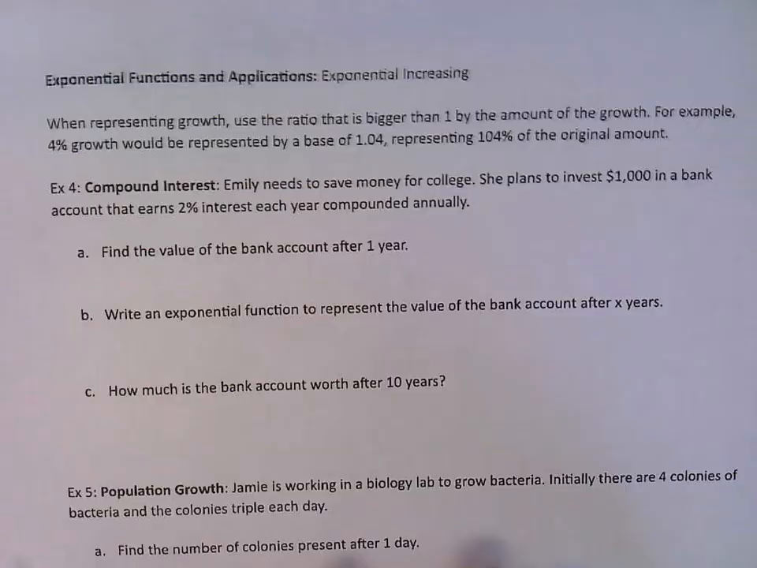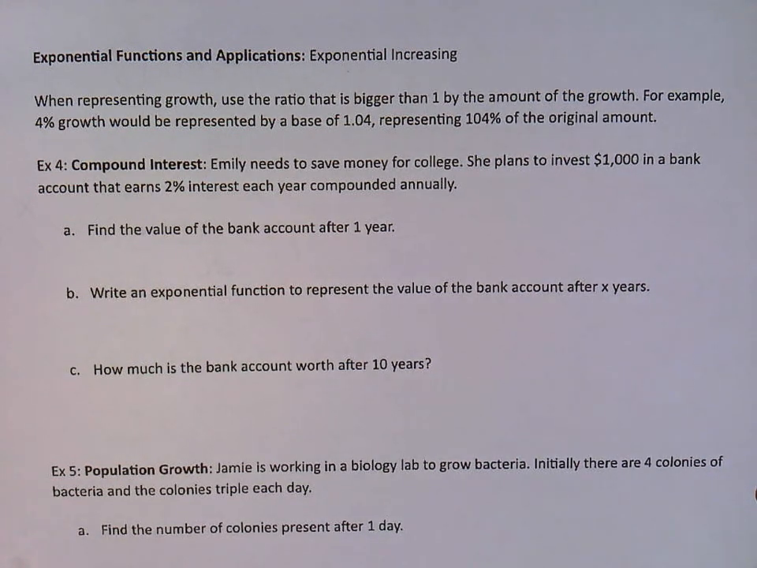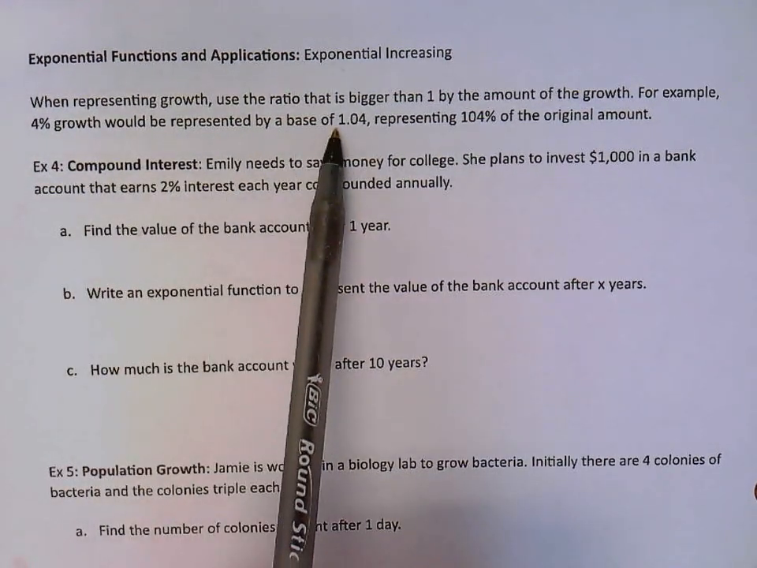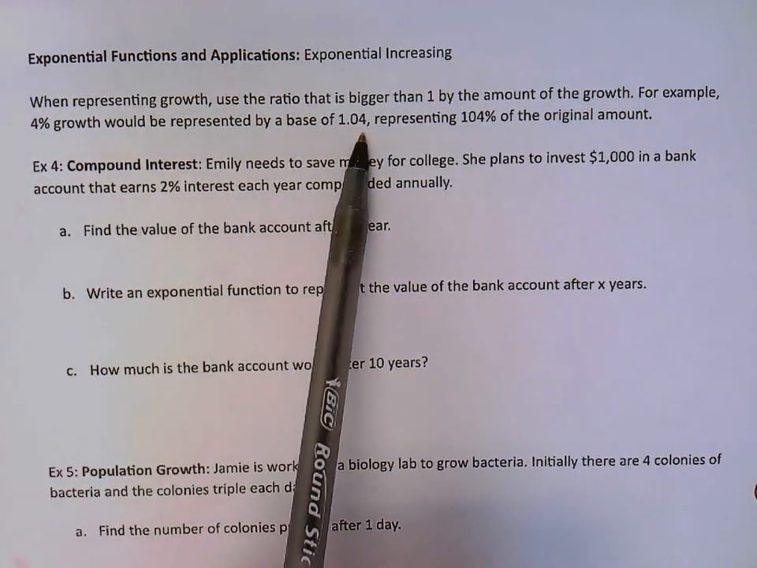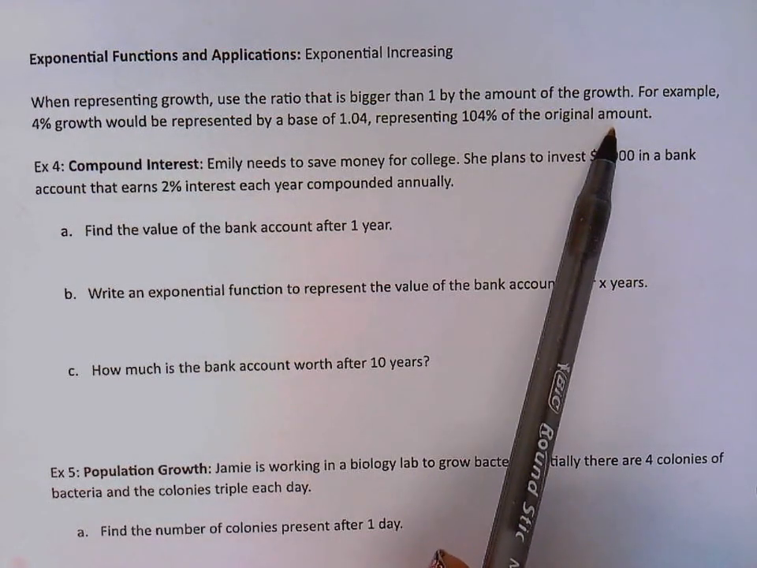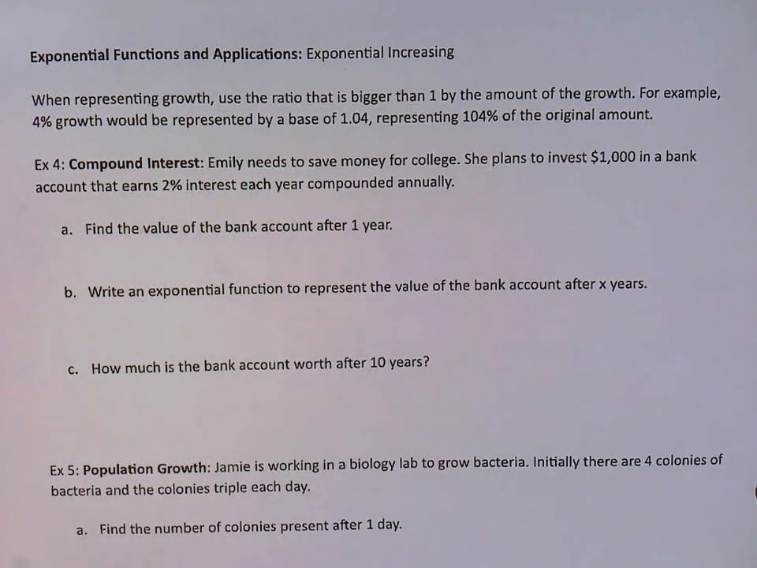So this one says when representing growth, use the ratio that is bigger than 1 by the amount. For example, 4% growth would be represented by a base of 1.04 because you have 104% of the original amount. Does that make sense? So for decreasing, use what you have left. For increasing, you're actually going above 100%. You have more than what you started with.